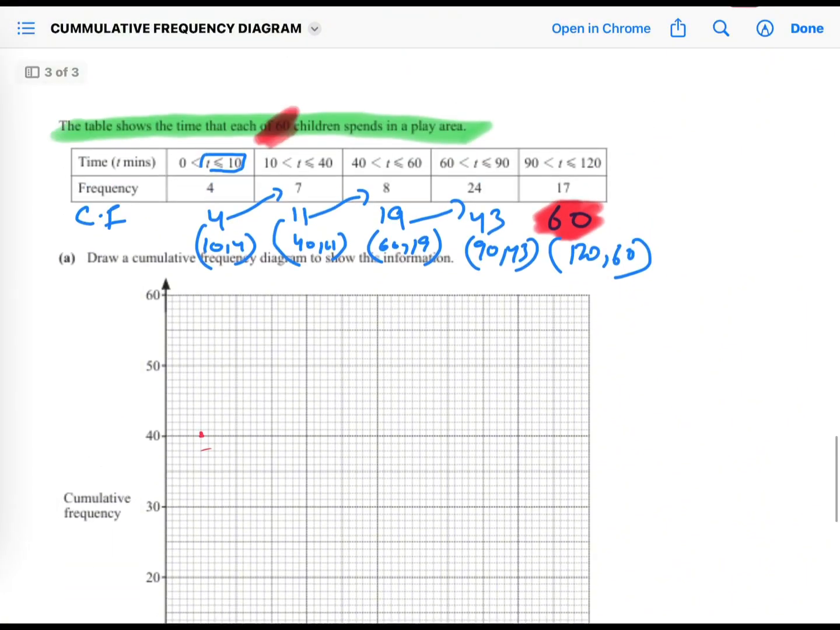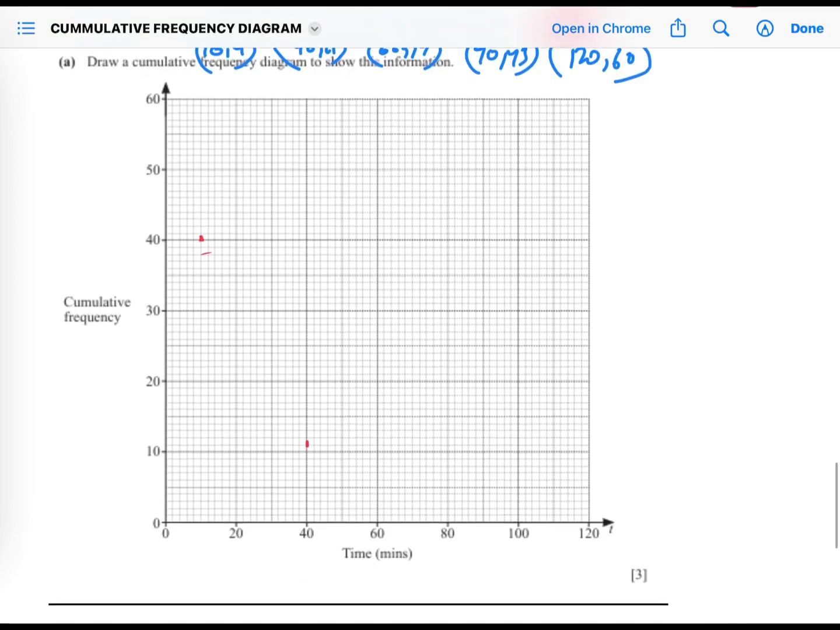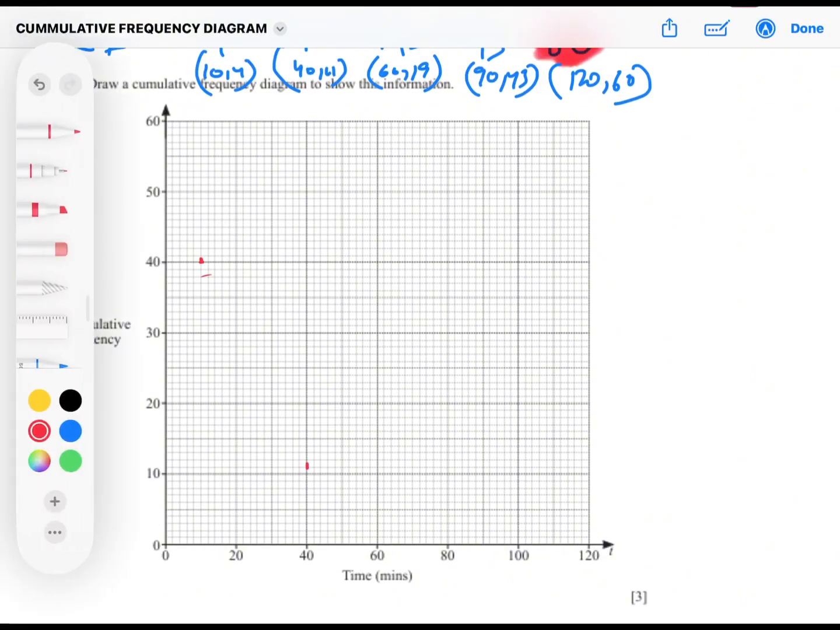Is it clear? Let me check again. 10 comma 4, not 40. I'm sorry, I have plotted it wrong. It will be 4. So this will be 5. So we can say that 6. So it will be 4 here. That's why I'm confused. 40 comma 11, and then 60 we have 19.